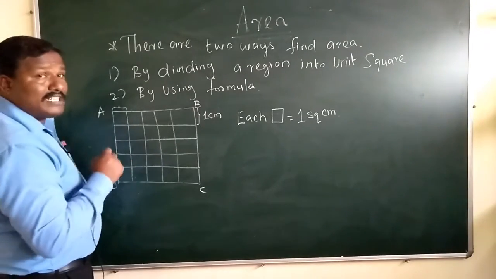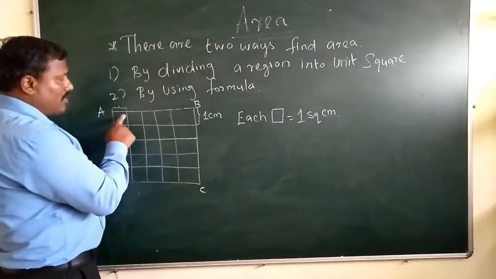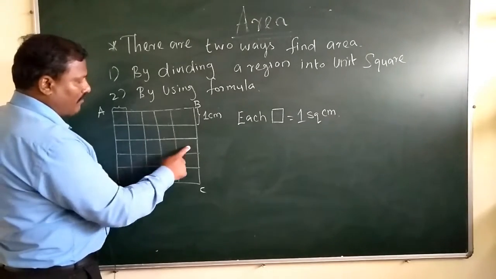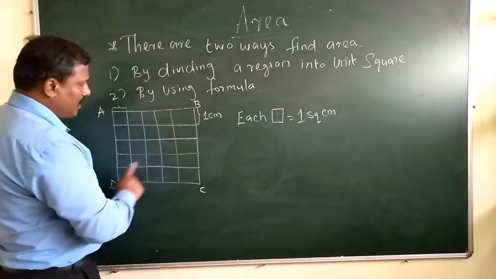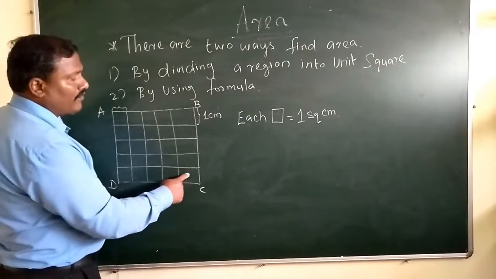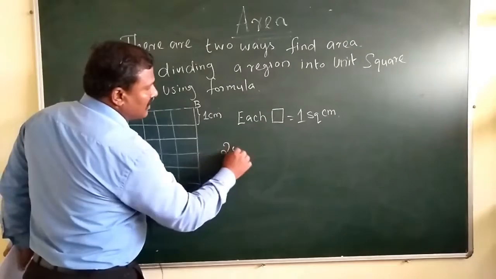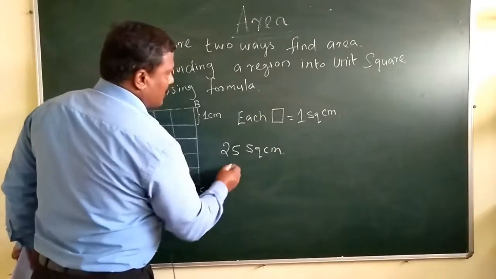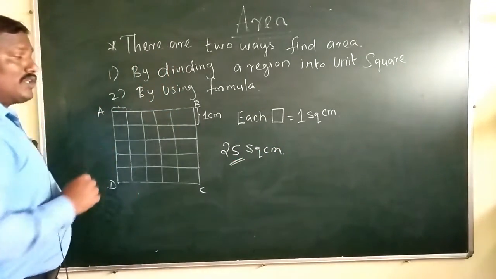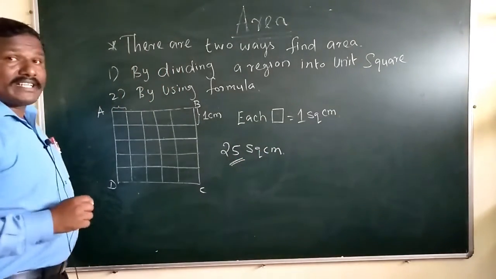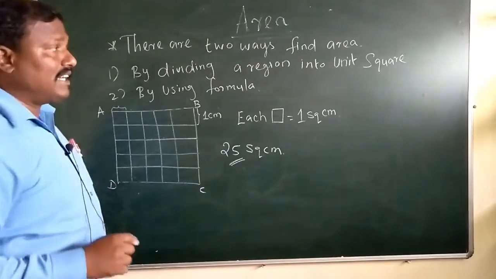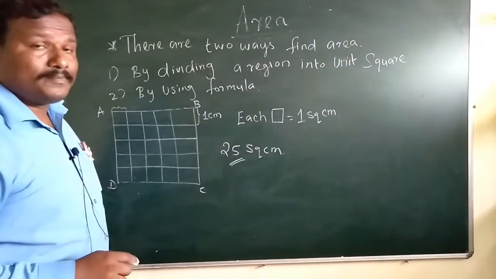5 fives are 25. Counting 1, 2, 3, and so on up to 25. How many square boxes are there? 25 square centimeters. So directly we can count and find the area of the square.